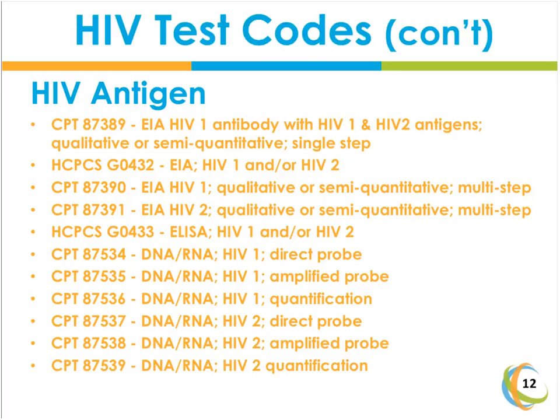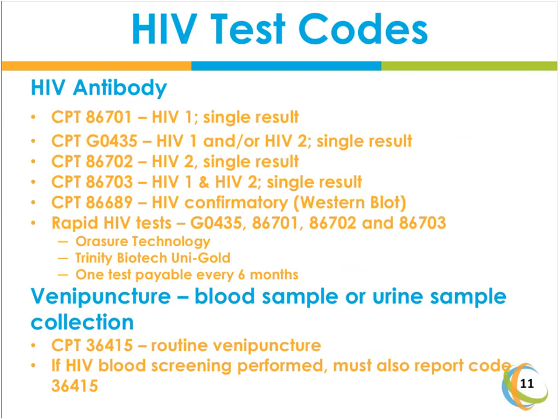So depending upon whether it's an HIV-1 versus HIV-2, or if it's a combo test, would determine which code type you would select. So if it's just an HIV-1 test, these are your antibodies, if you go back to slide 11. If it's just an HIV-1 test, the CPT code is 86701. If it's an HIV-1 and 2, then it's 86703. If the state Medicaid agency tells you to utilize the HCPCS code set, you would utilize G0435. Let's go back.